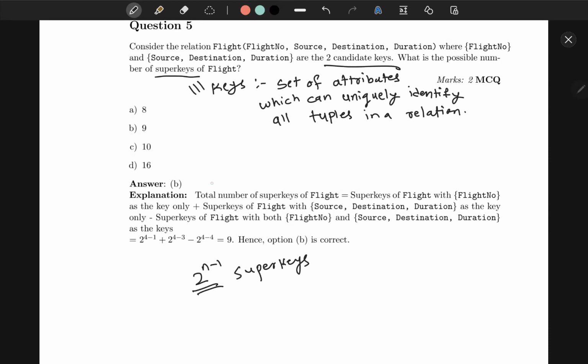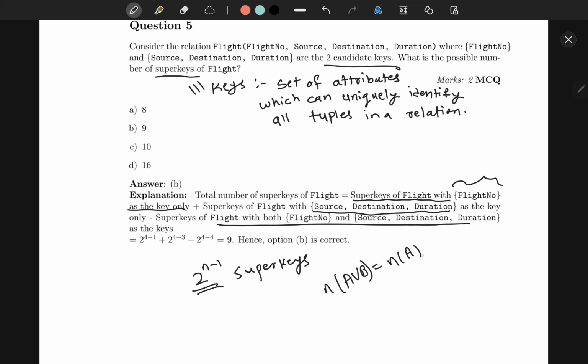So for total number of keys, that is super keys, it is given as equal to super keys of flight with the first candidate key as the key only, and then the second candidate key as the key only minus intersection of both. So it's like the set formula where you do n of A union B equal to n of A plus n of B minus n of A intersection B. And the number of super keys is given by 2 raised to n minus 1.